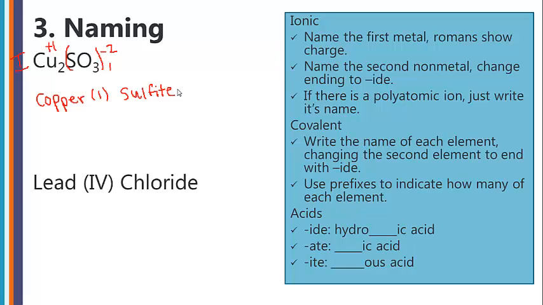Next compound, once again, this is also going to be an ionic compound. We know that because lead is a metal and chloride is a nonmetal. So in the case of an ionic compound with a transition metal, the Romans tell me the charge. That's another clue that I know that this is ionic. So there's lead. Its charge is +4. Chloride was once chlorine, and the charge on chlorine is -1. So whenever I crisscross, my formula is going to be PbCl4.